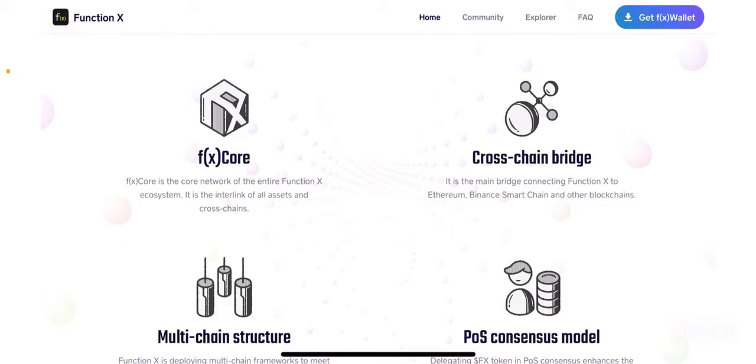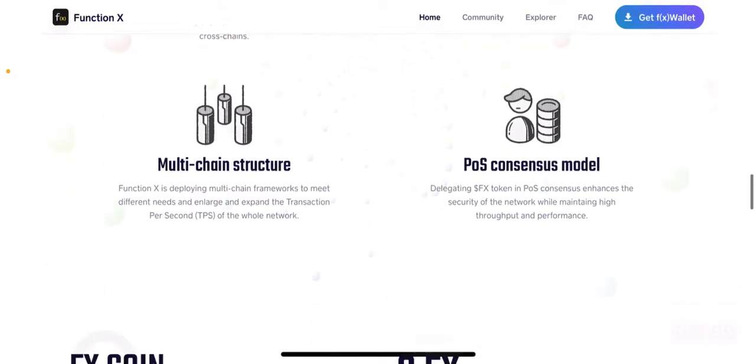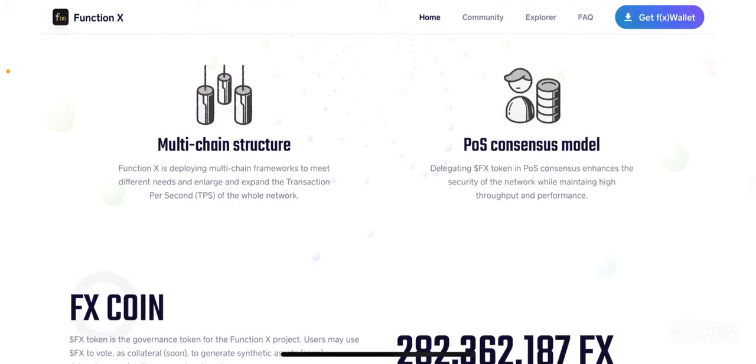Again, they have a cross-chain bridge which will allow for FX tokens to be ported from one chain to another chain, and it will bring value to this ecosystem. So, multi-chain structure: FunctionX is deploying multi-chain frameworks to meet different needs and expand the transactions per second (TPS) of the whole network.